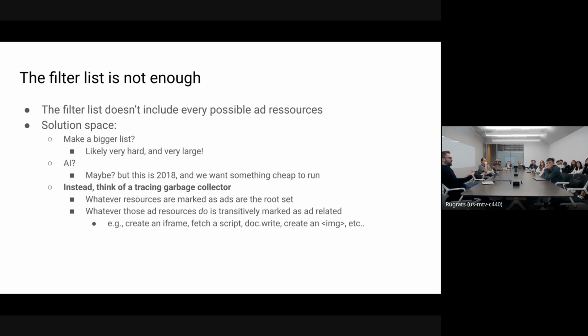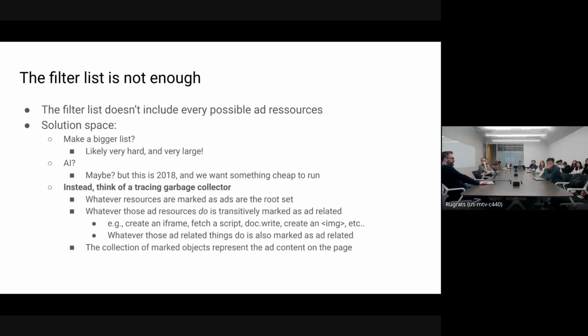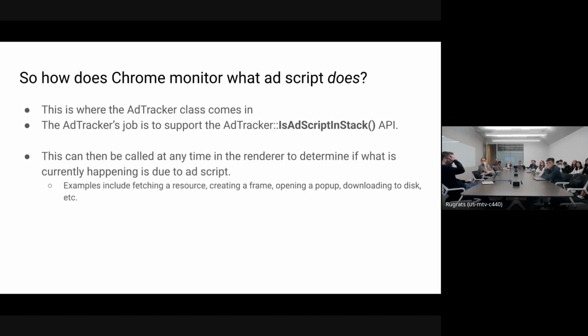So for instance, an ad script creates an iframe, or it fetches a script, or it does a document write, or it creates an image. At each of these events, you say, ad script did that. So that image or that iframe or that script is also an ad. And then in the future, when that transitively tagged object creates an iframe or creates an image or whatever, it also will be marked as an ad.